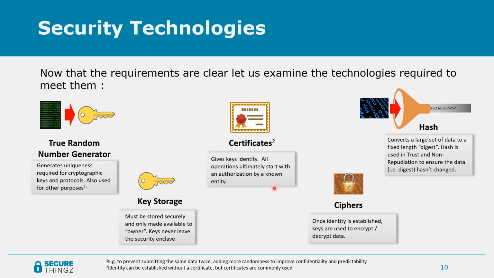Certificates, these are what give keys identity. Information on certificates is covered in other webinars on the Secure Thingz website. Ciphers, the encryption-decryption process, of course key to most security. And then hashing. This is a great feature that allows us to sign information and check that it is valid and not been modified.